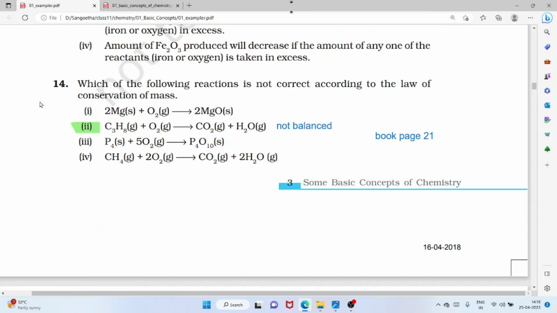Which of the following reactions is not correct according to the law of conservation? So this is not balanced. Okay, it has to be balanced. Not balanced. Just I showed you.